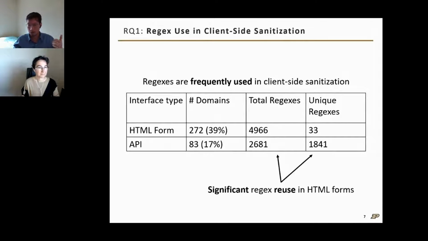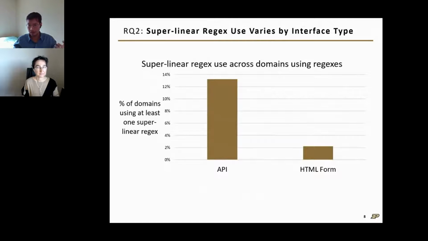But what proportion of these domains use superlinear regexes? And we found that superlinear regex use varies by interface type. Out of the domains using regexes on the API side, 13% use at least one superlinear regex, and on the HTML side, only 2% use at least one superlinear regex. In total, we found 17 domains which use superlinear regexes, and now we run probing experiments on these domains to find vulnerabilities.